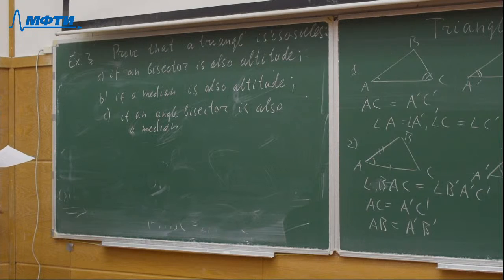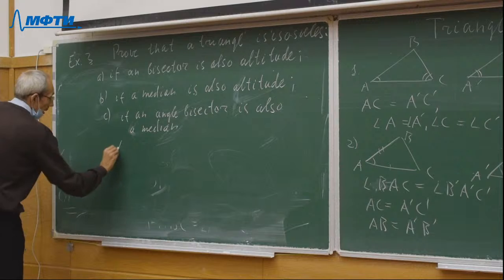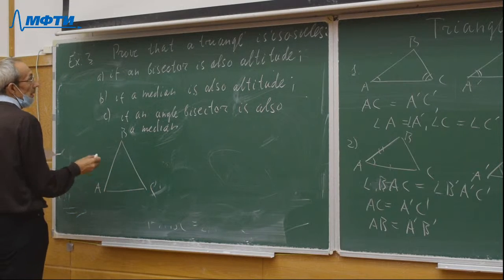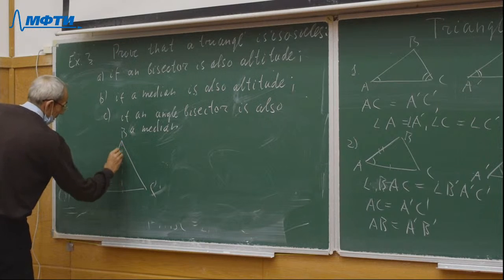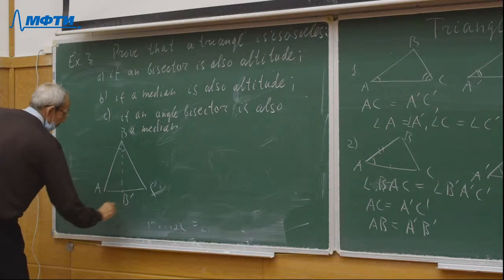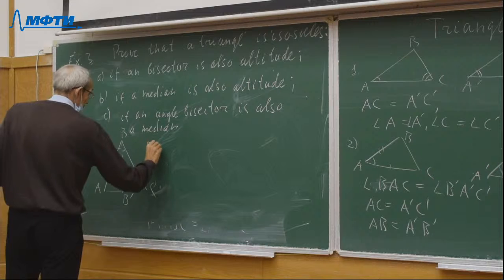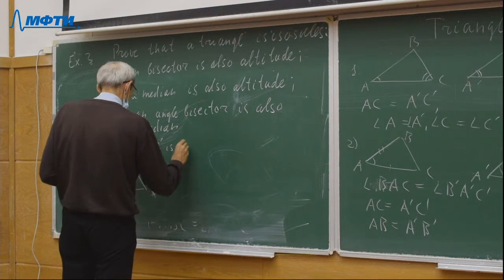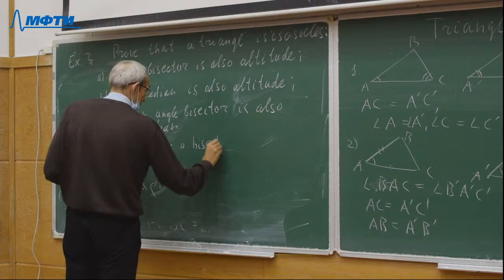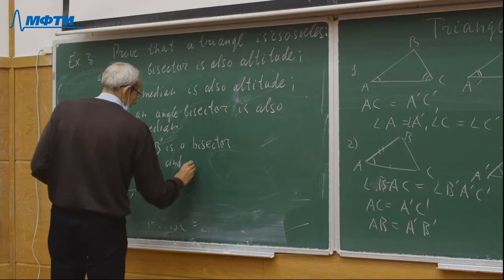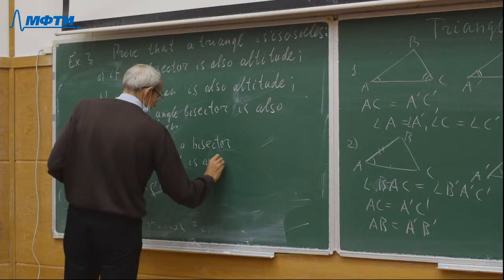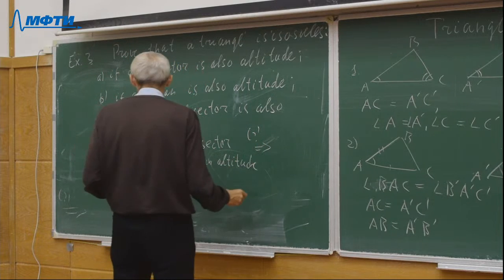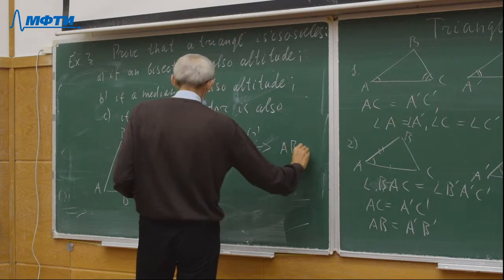First of all, let's prove item A. We have some triangle A, B, C, and bisector B, B prime, B, B prime is bisector and is an altitude. Let's prove AB is equal BC.